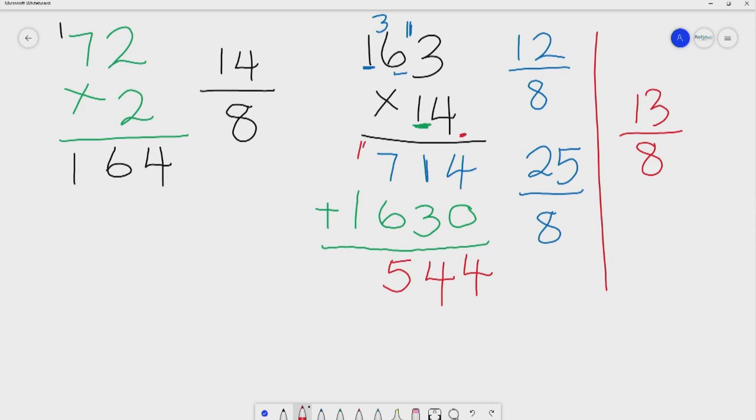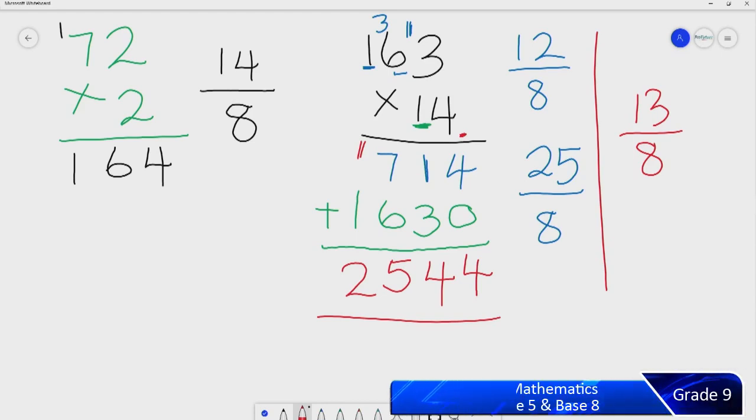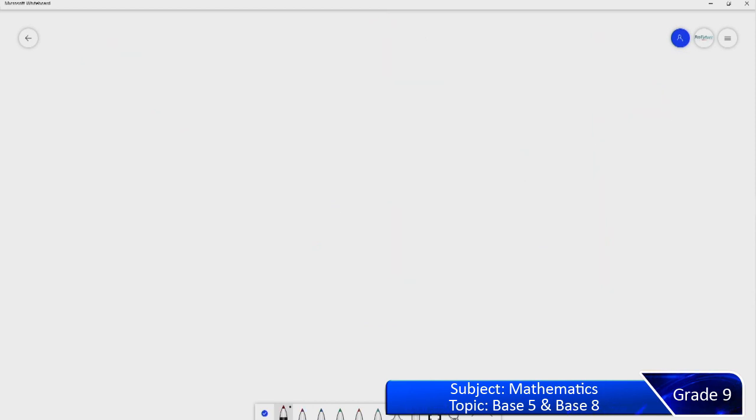Next, the one that we put at the top, we have to add it to the one at the bottom. So 1 plus 1 is 2. So our answer is 2544. So when we multiply 163 by 14 in the base 8 number system, we get 2544.